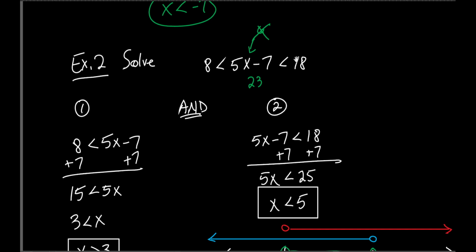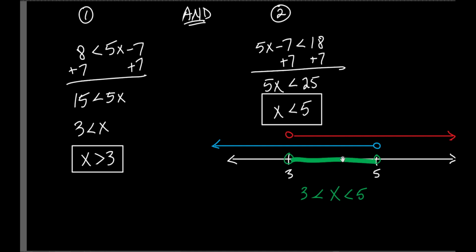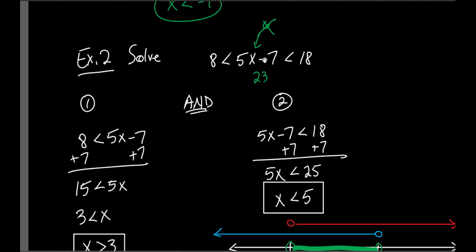Is 3 between 8 and 18? Nope, none of those work. So would you agree that any number in here should work? And if you really wanted to, you could pick a 3.1, or you could pick a 4.27589. That would be dumb, but you could if you wanted to. And you're going to find that every single point inside that green will satisfy this inequality.